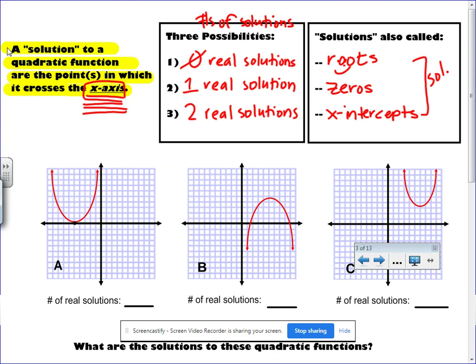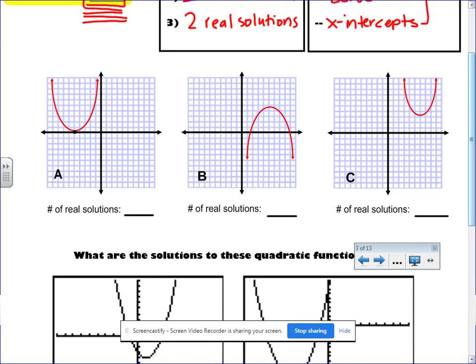Okay, so just taking a look at each of these graphs, I want to know in graph A, what's the number of real solutions? Where it hits the x-axis once, there's one real solution. In B, what are my solutions? Well, it hits or crosses the x-axis here and here. There are two of them. In graph C, it never crosses the x-axis, right? It doesn't ever get down to there. So it has no real solution.